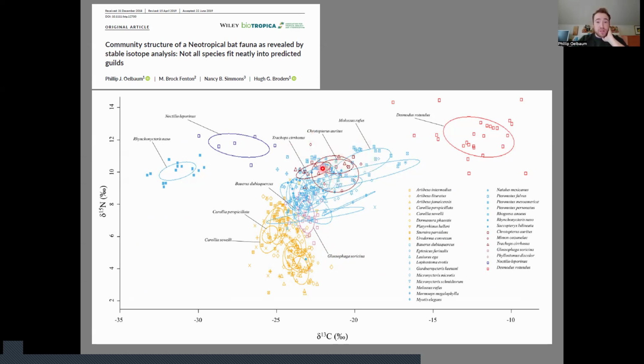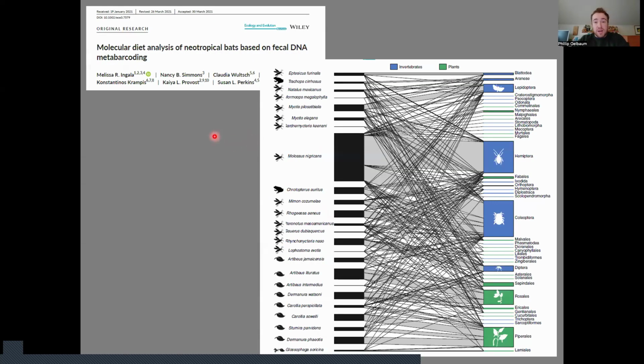So why is this? What's going on? Are these animals actually competing with one another? Are they sharing resources? We know that they're foraging together, so how do they all coexist in this space? Melissa and Gala then, a few years later, published this paper looking at the actual dietary components of what these bats were doing.